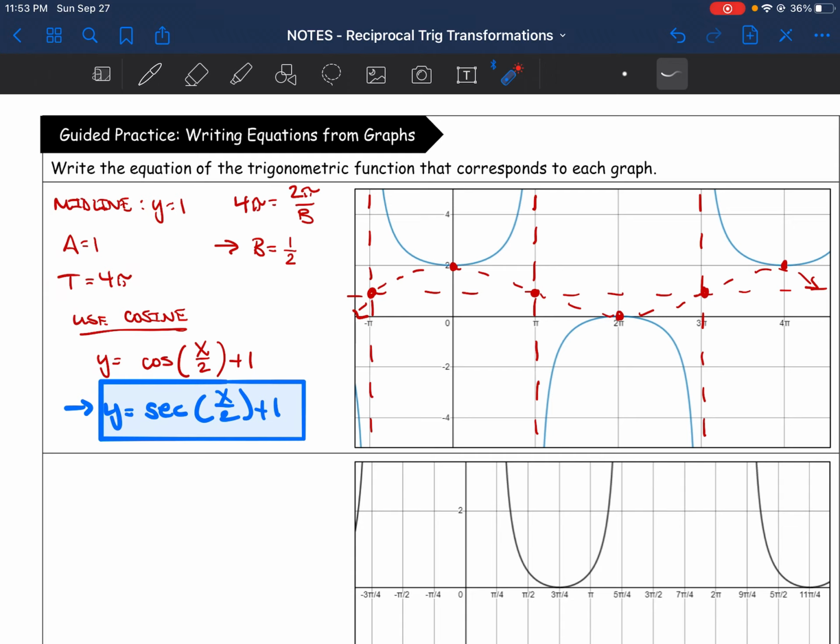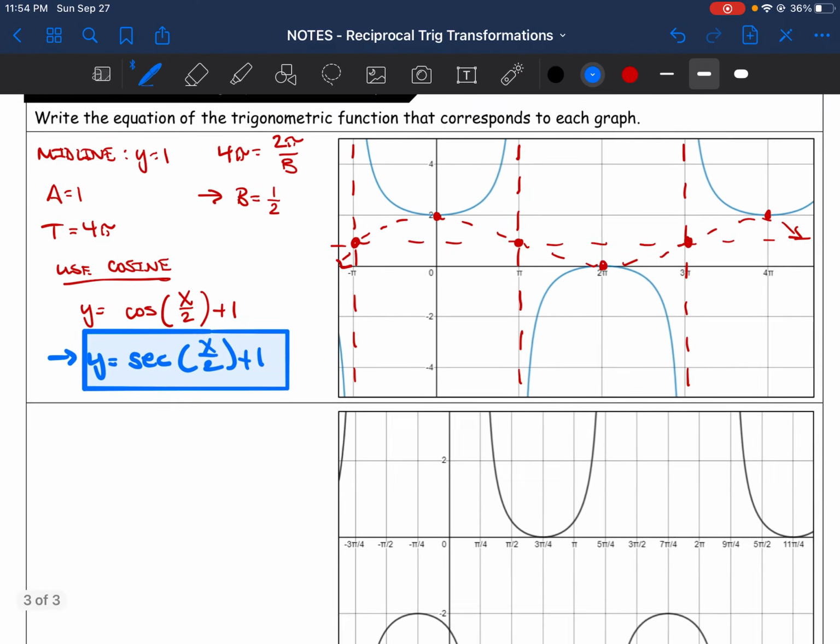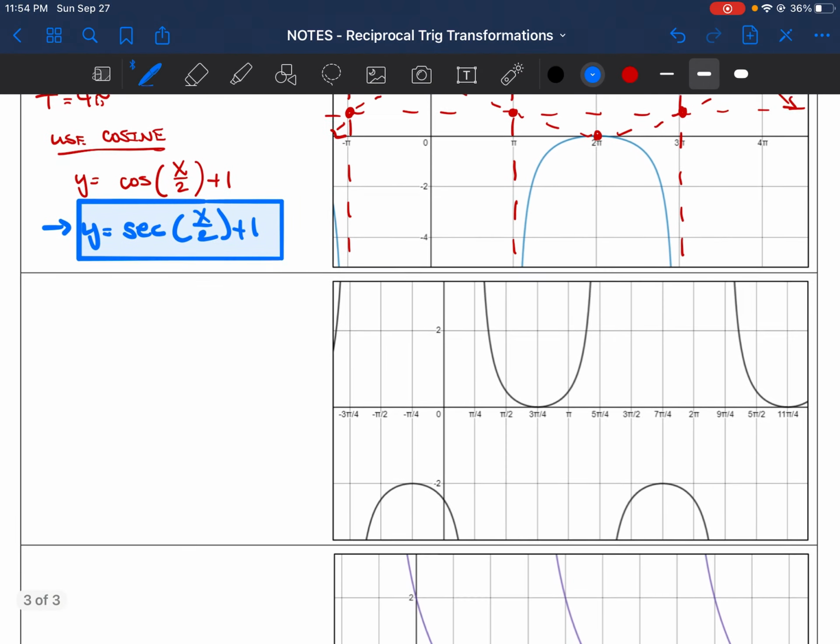We found the period was 4 pi, and if the period is 4 pi, that means the b term is 1/2. So then we wrote the equation of our little guiding line, which was cosine, and then we know the reciprocal of cosine is secant, so we switched it to secant. All right, so it's a pretty involved problem. Let's try another one here.